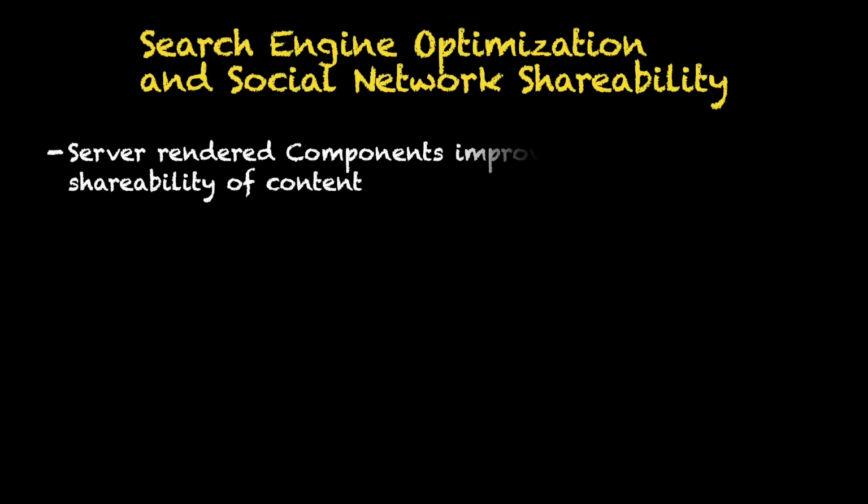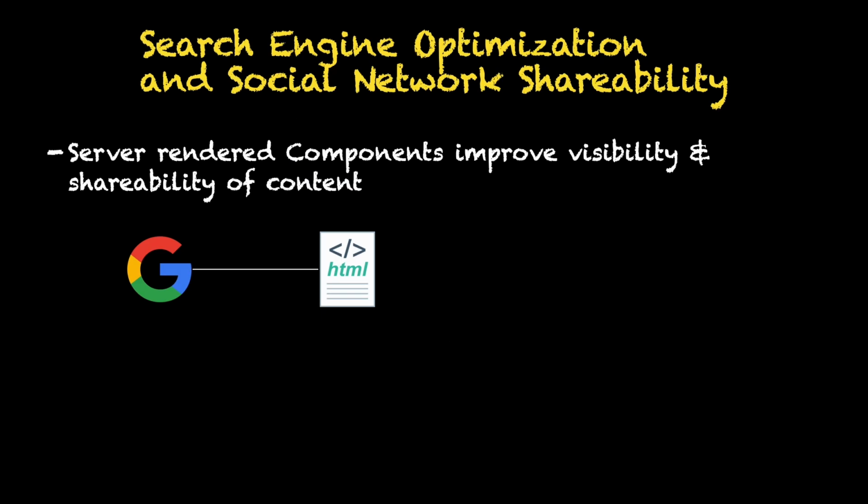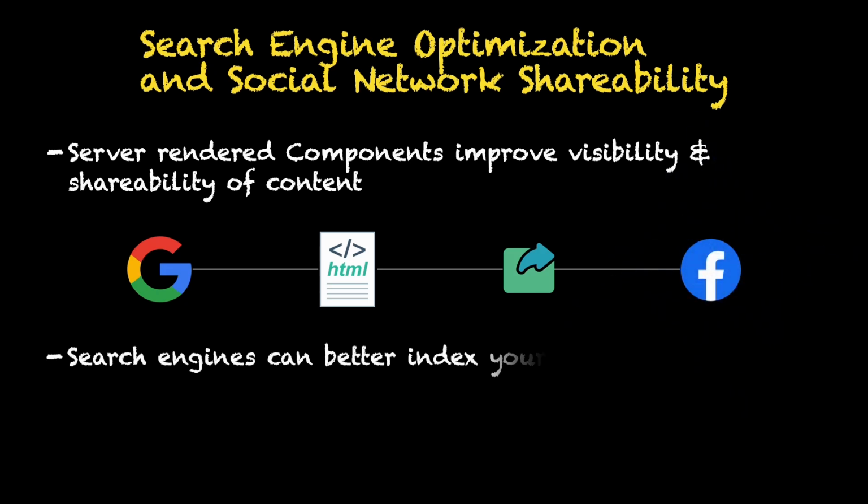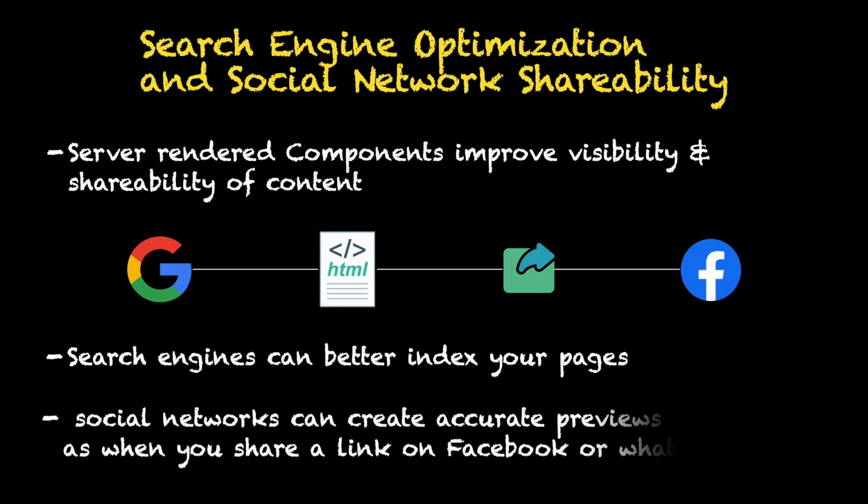In server components, the server-rendered HTML can be easily understood by search engines and social networks, improving the visibility and shareability of your content. Basically, search engines can better index your pages, and social networks can create accurate previews, such as when you share a link on Facebook or WhatsApp, and this is possible because the server provides the HTML that is readily readable and interpretable.